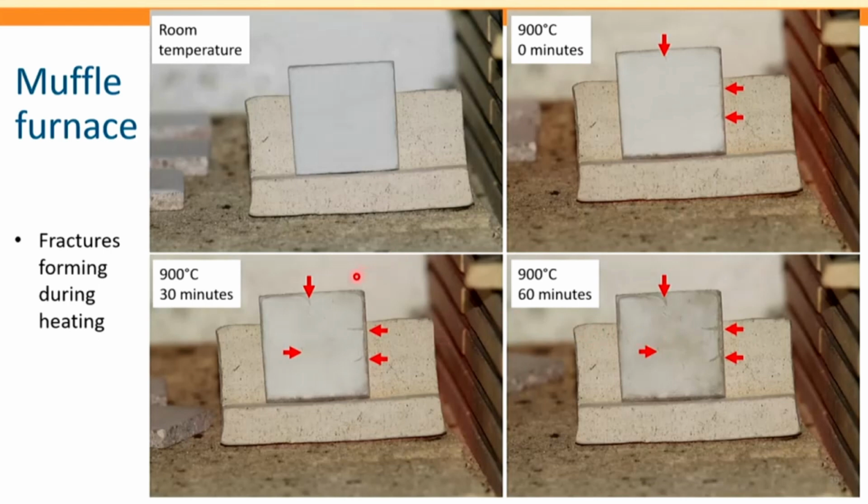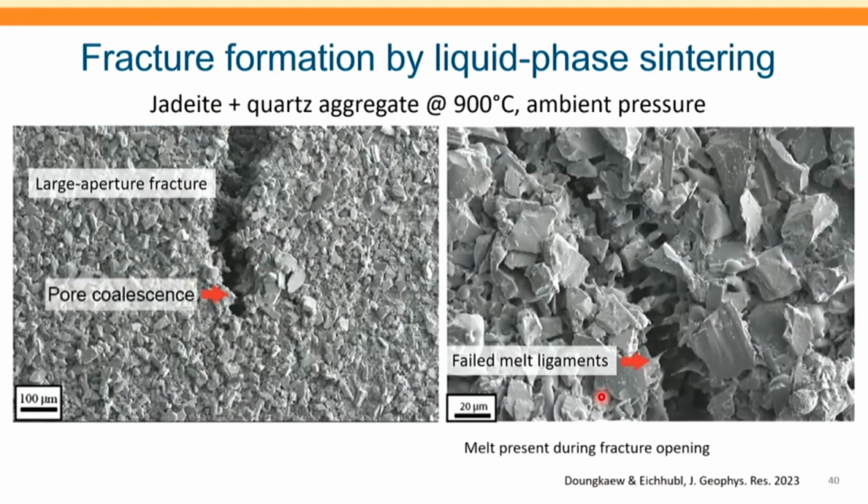So here are screenshots of how this works in the muffle furnace, at 900 degrees, in this case at 0 minutes, 30 minutes, 60 minutes. You see the fractures going from the outset in. So you have to go to a certain temperature before the jadeite and quartz starts reacting, and then those fractures form. And they form in the presence of a partial melt. This is known in material sciences as liquid phase sintering, and it's used for industrial processes, except in that case the material scientists don't want the fractures, but we want the fractures, right? So we induce the fractures, and those are melt ligaments.